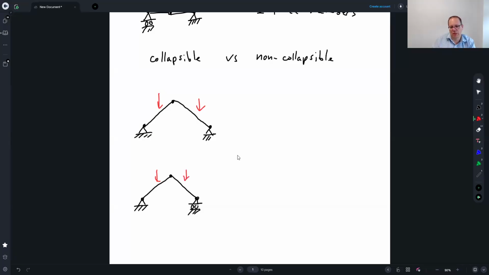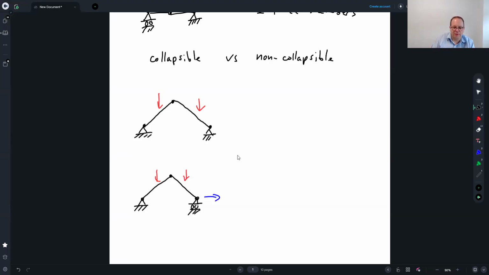Then we know that this whole thing is going to start moving away. So the overall shape wouldn't stay the same. It would start collapsing, and I would have something that basically flattens out or goes all the way down, whatever it is. But it's definitely not going to stay that same shape. So that's what we call collapsible.